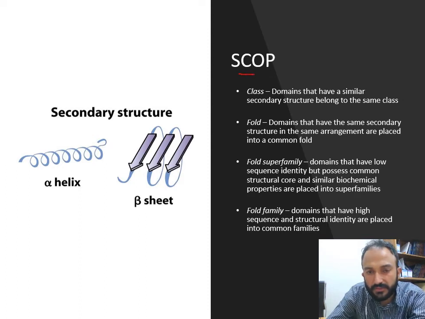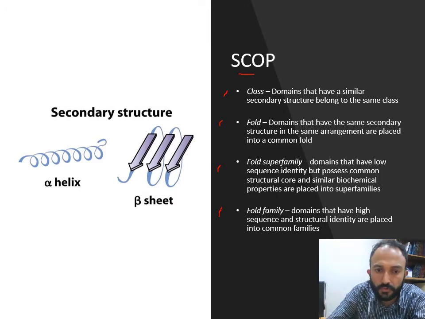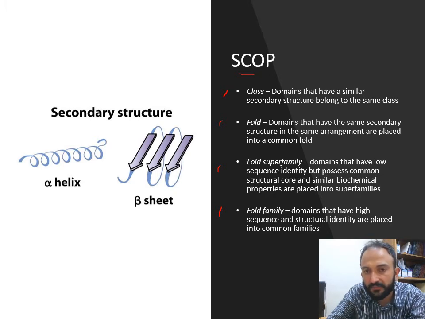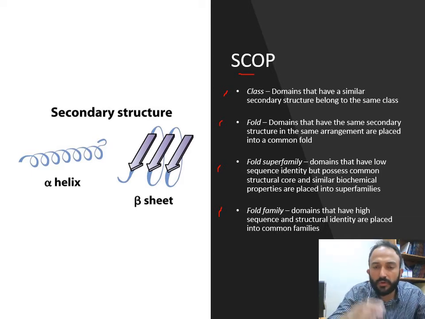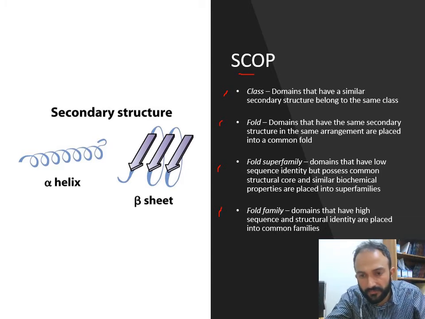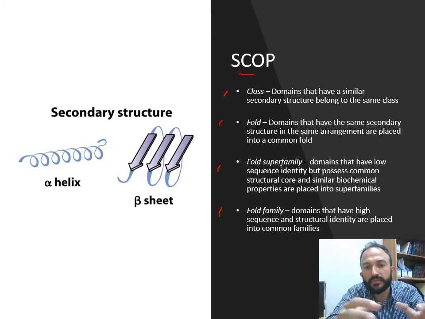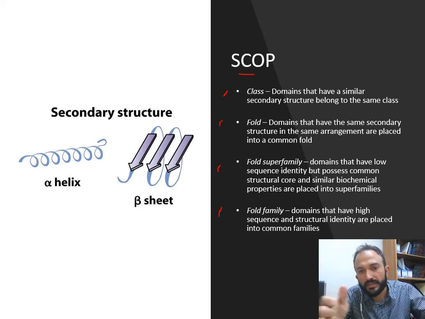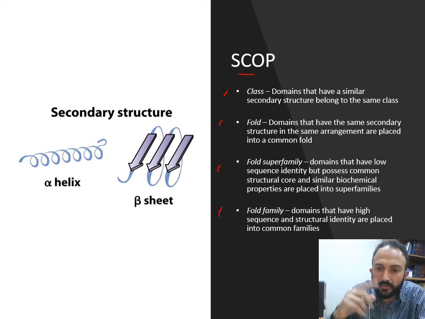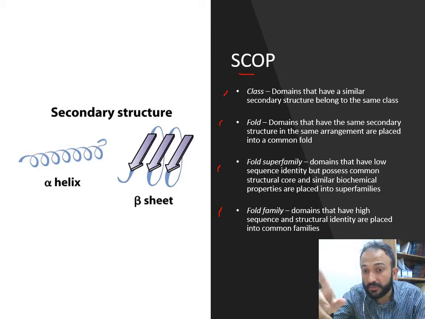This SCOP database divides all the protein information into four different types. One is class, other is fold, and then fold superfamily and fold family. What actually is a class? Domains that have a similar structure belong to the same class. Secondary structures include alpha helices and beta sheets. So it is a very broad definition, called class, that all the protein domains which have similar secondary structure come under one class. It means similar, not identical, you know the difference.